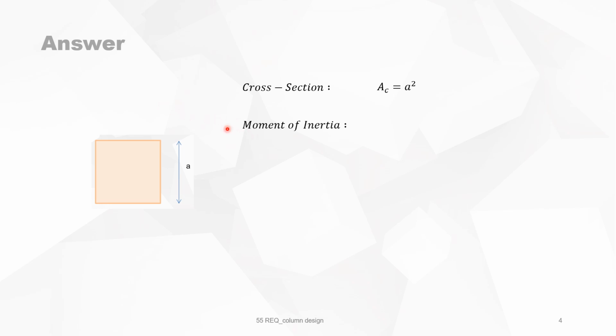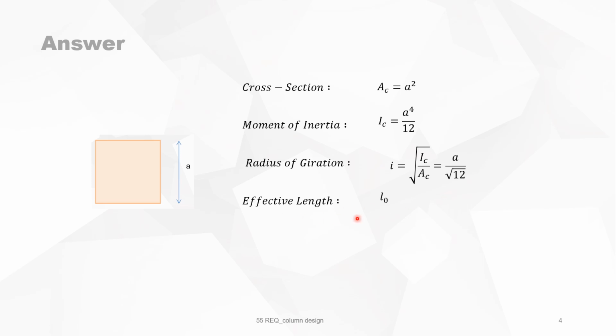The moment of inertia is A to the power 4 divided by 12. The radius of gyration is, of course, the square root of the moment of inertia divided by the cross-section, and gives you A over square root of 12. And the effective length is L0, and the slenderness is L0 over the radius of gyration, so it becomes L0 divided by A over square root of 12, which is stated here.